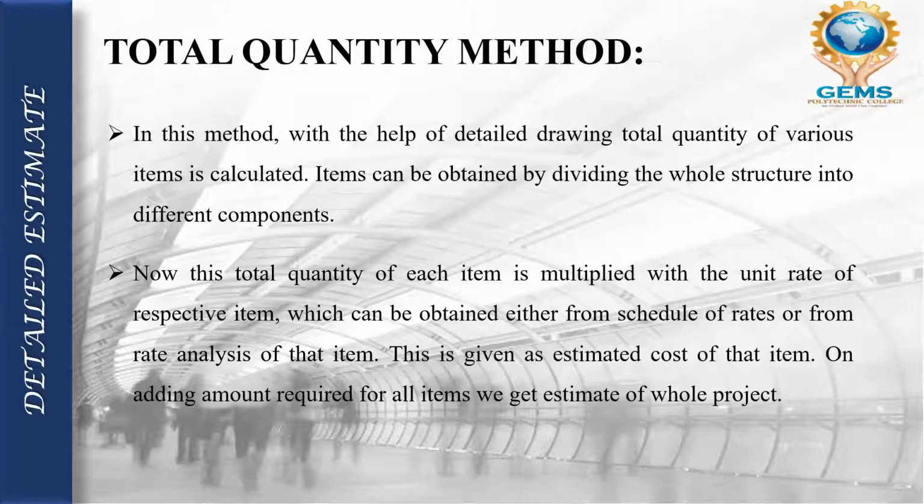So the total cost of the item we can find by multiplying the cost per unit quantity by the number of units. If you are considering 1 square feet, once we have found the value of 1 square feet, we can multiply it by the number of units and get the total cost of the items. Okay, so this is the total quantity method.